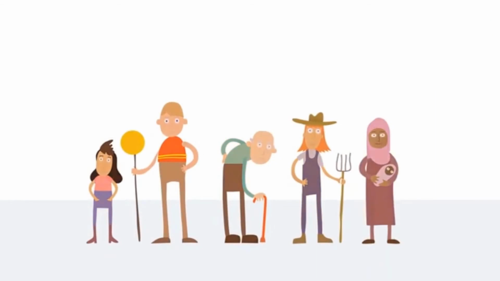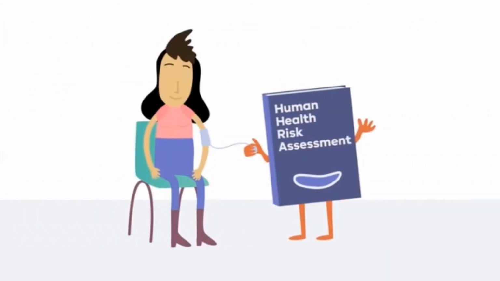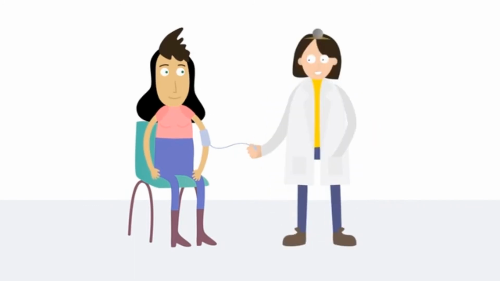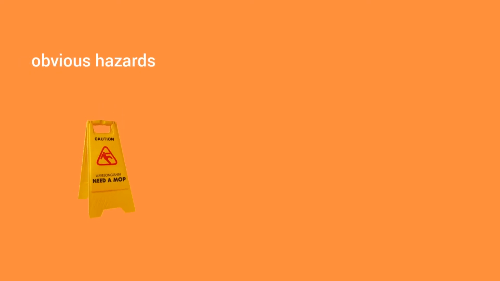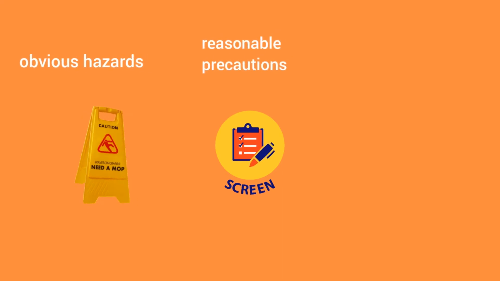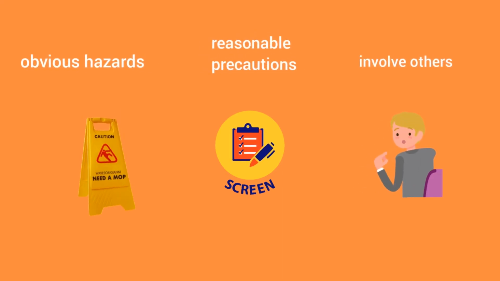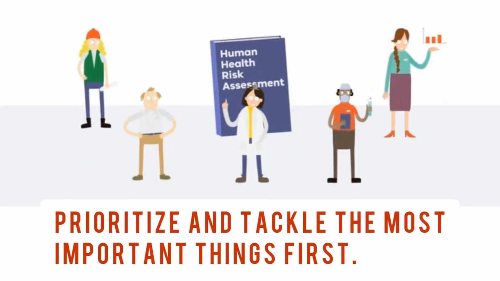The fourth step is to record and communicate your findings and implement them. When recording your results, keep it simple. You need to be able to show that a proper check was made, you asked who might be affected, you dealt with all the obvious significant hazards, the precautions are reasonable, and also that you involved your staff or their representatives in the process. Remember to prioritize and tackle the most important things first.